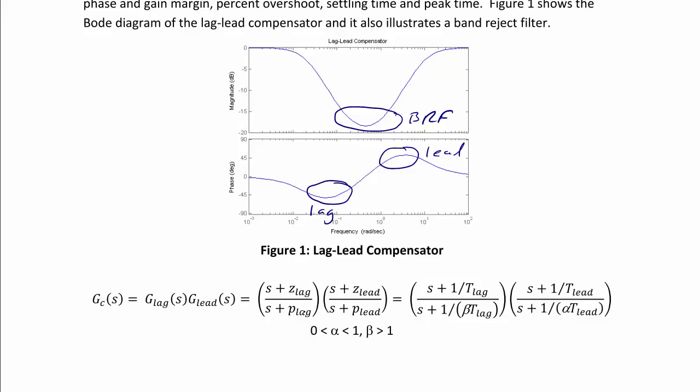which is S plus Z lag over S plus P lag, times S plus Z lead over S plus P lead. We can also express this as S plus 1 over T lag over S plus 1 over beta T lag, times S plus 1 over T lead over S plus 1 over alpha T lead, where alpha is between 0 and 1, and beta is greater than 1. It's important to notice here that P lag is less than Z lag, and conversely, P lead is greater than Z lead.